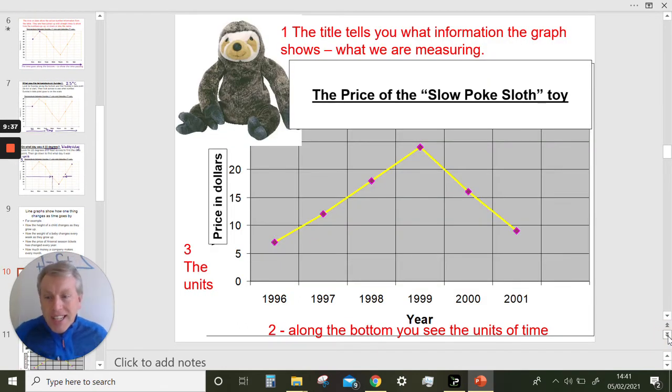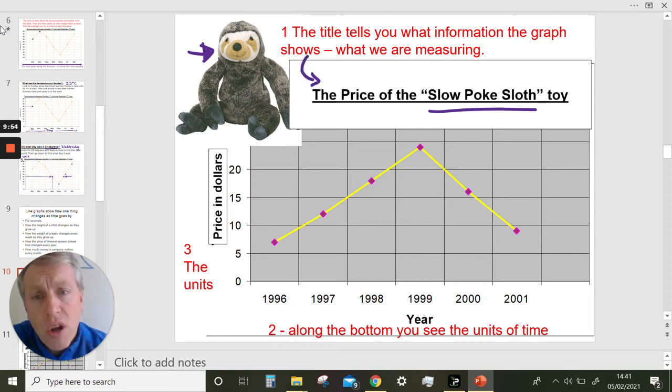And here is a toy that I used to like. It's called Slowpoke Sloth. And here is Slowpoke Sloth. So when we get a line graph, first thing we do is we look at the title. The title is The Price of the Slowpoke Sloth Toy. So this is giving us information about the price of the toy. And it's a line graph, so it's how has the price changed? So that's the first thing we do, look at the title.